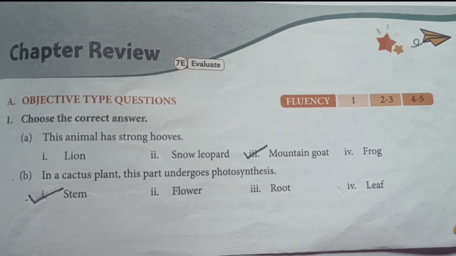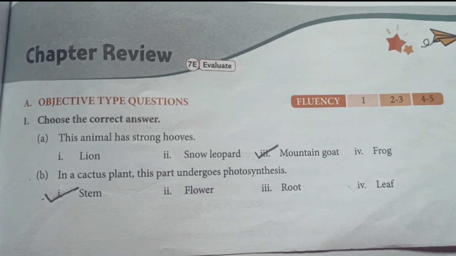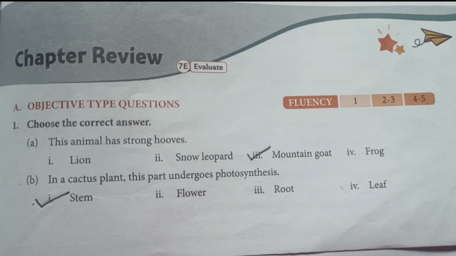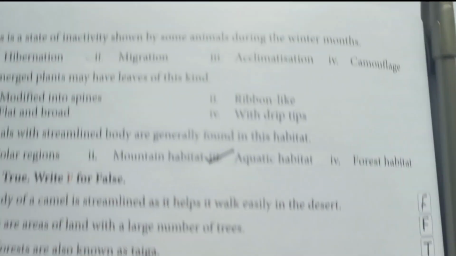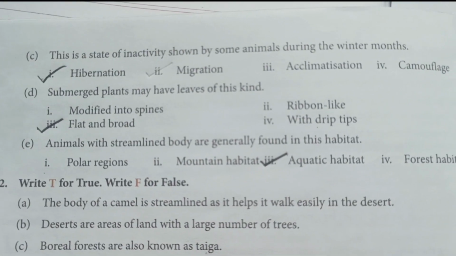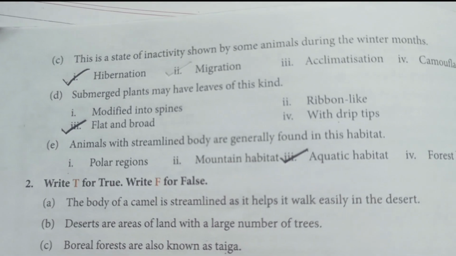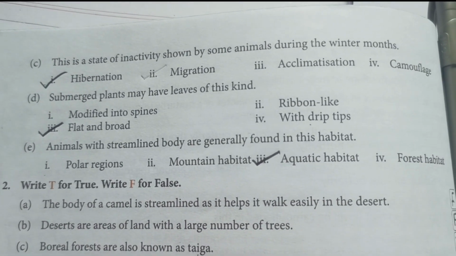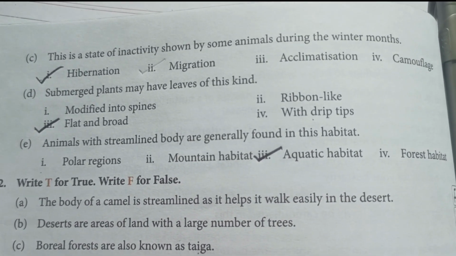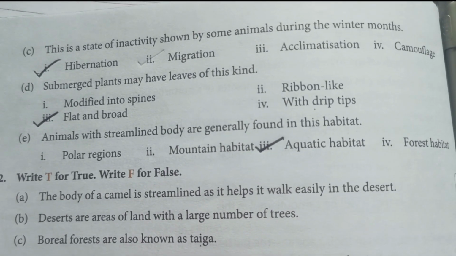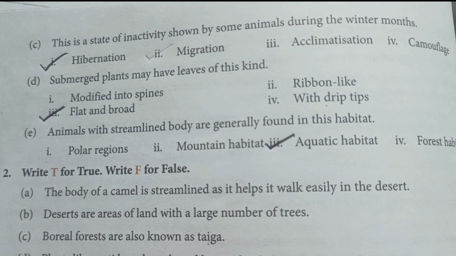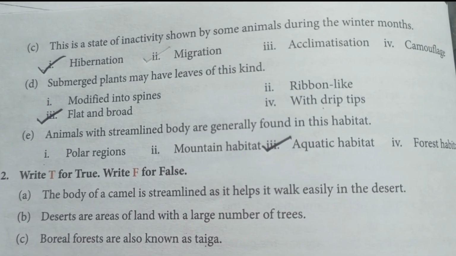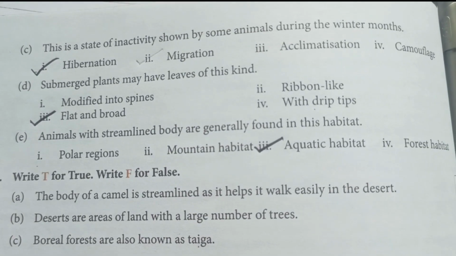Number B, in a cactus plant, this part undergoes photosynthesis. Answer is number 1, stem. Next, number C, this is a state of inactivity shown by some animals during the winter months, that is hibernation. Option 1 is the answer. Number D, submerged plants may have leaves of this kind. Answer is number 3, flat and broad.